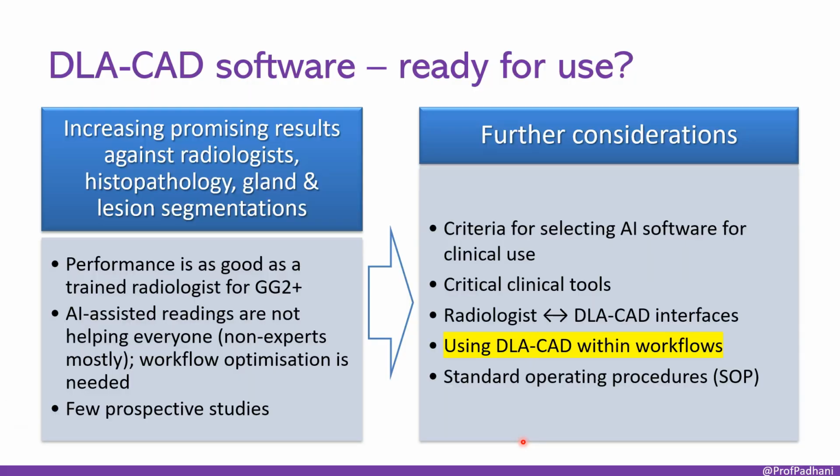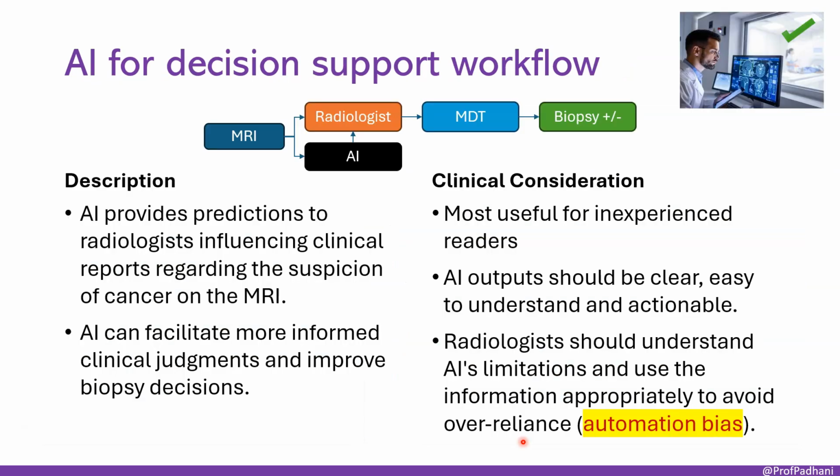Understanding the different AI types and interfaces leads us to the next critical point. How do we effectively integrate these into our clinical workflows? The most straightforward workflow is decision support. Here, the AI runs concurrently or just before the radiologist reads the scan. The AI provides its predictions, scores, or highlighted regions. The radiologist considers this AI information alongside their own assessment to finalize the clinical report and influence biopsy decisions.